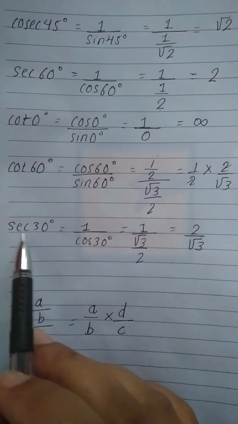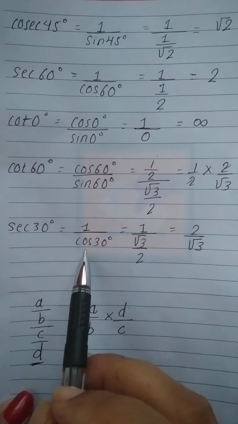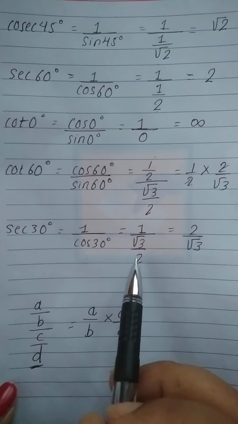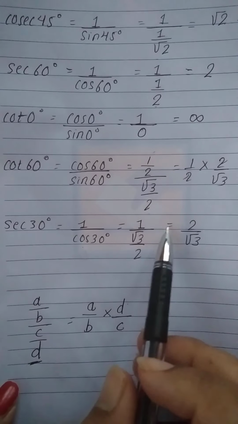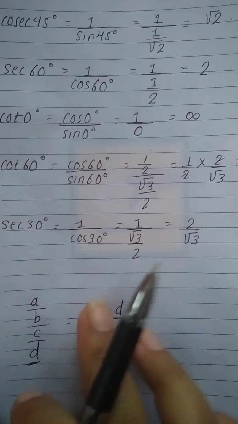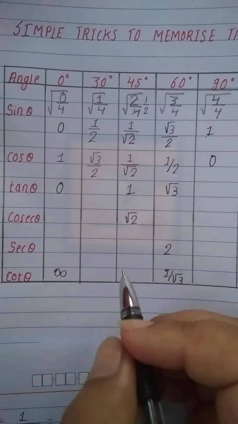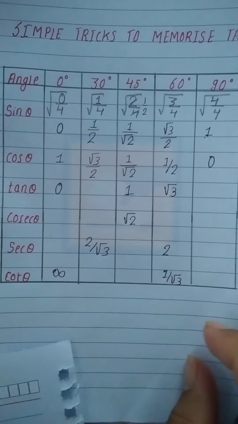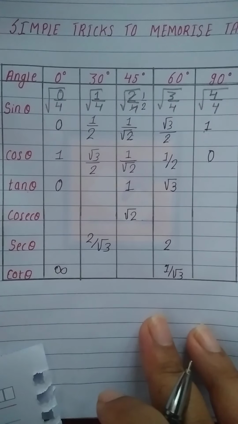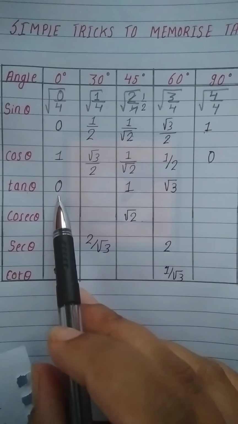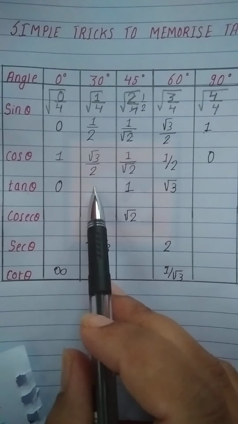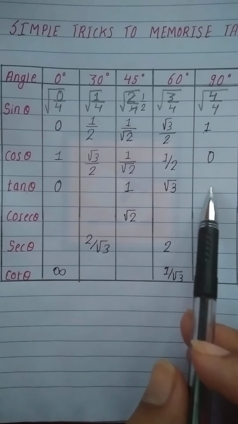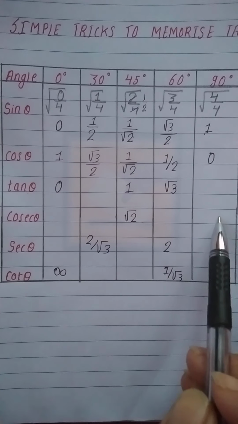Likewise, we can easily find out sec 30, which means 1 by cos 30. So cos 30 means root 3 by 2. Again follow the reciprocal rule. The last one will go up. So 2 by root 3. That means among all these values, you can find out all the values very easily. You can find out tan 30 by using sin 30 by cos 30. Likewise 90, all these gaps you can fill.